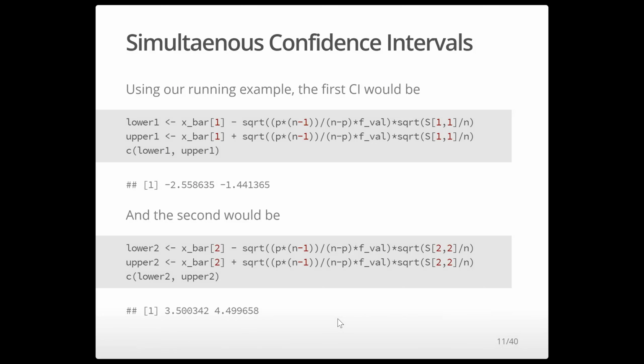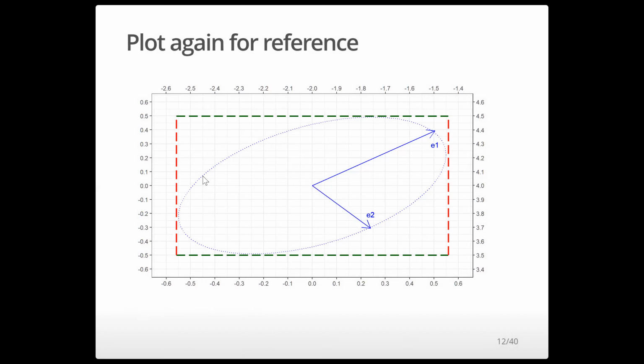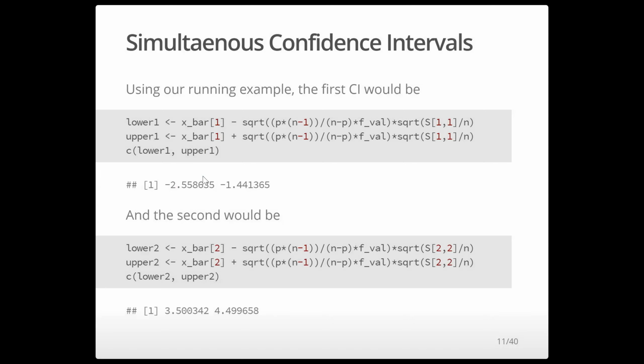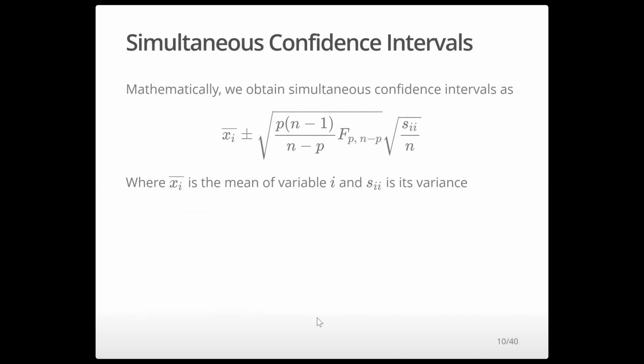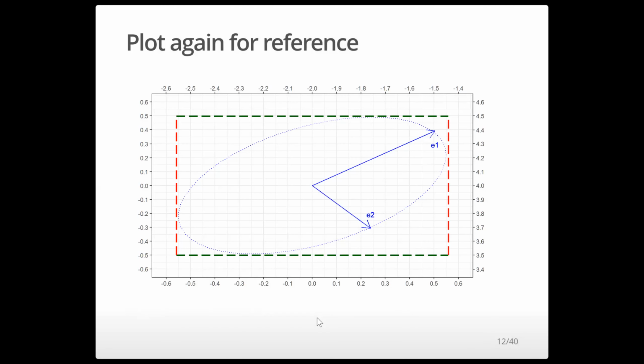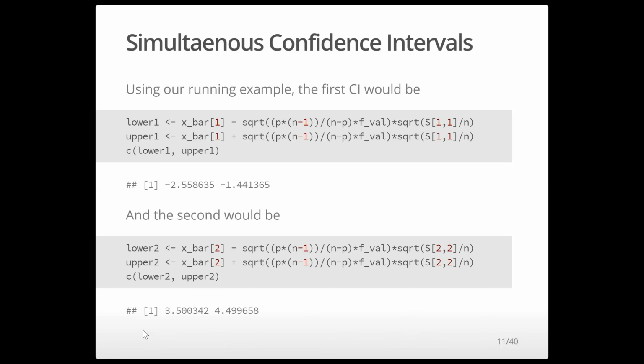And so again, we can see, just like I said, the green line goes from about negative 2.55 to about negative 1.45, just like you see here. And similarly there for the red line, goes from about 3.5 to about 4.5, just like we see here, 3.5 to 4.5.